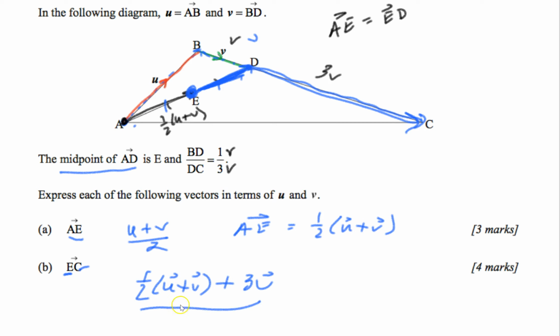And there you go, that's your answer. Again, you don't have to make it any nicer than that if you don't want to. They care that you understand the concept. If you really want to, you could distribute and get 1/2 u plus 1/2 v plus 3v, which would get me 1/2 u plus 3 1/2 v. So that's 3.5 v. But again, this is totally fine. That's how you add vectors. That's vector addition in IB.